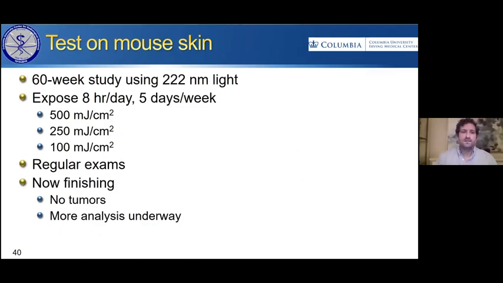We've been extending these tests to mouse skin. We have a current study that's just now almost done. It started last summer, and we've been exposing cohorts of mice to different doses ranging from 100 millijoules per centimeter squared up to 500 millijoules per centimeter squared. We expose them 8 hours a day, 5 days a week, and we've been examining the skin. We haven't seen any tumors or any abnormalities during this time. And we're going to continue analysis to look at deeper evidence of damage once the 60 weeks is over.